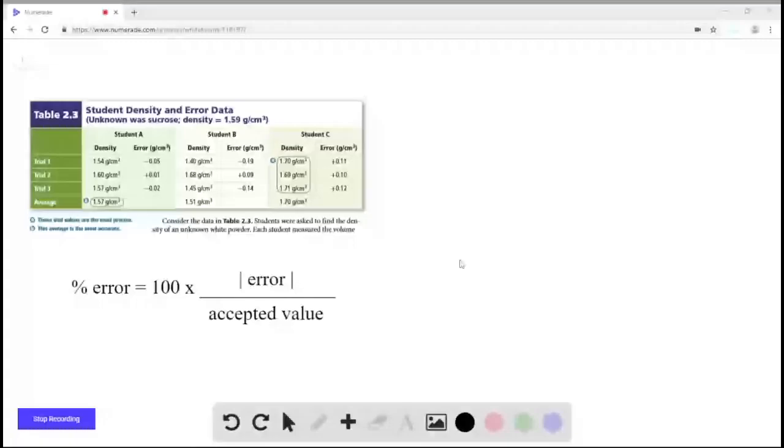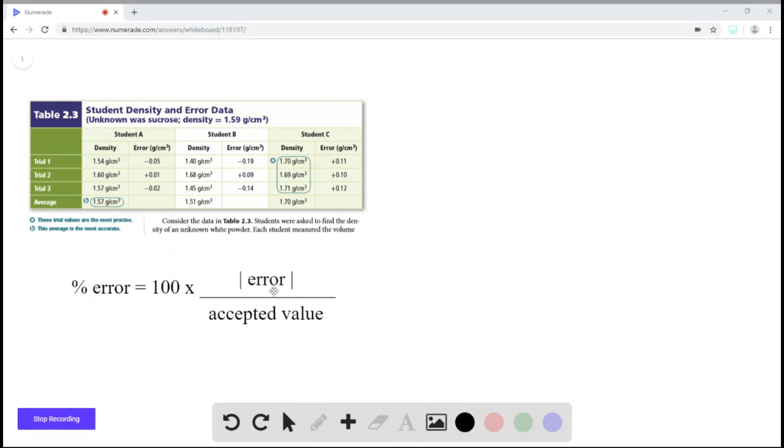So this question asks, based on percent error, which student's trial was the most accurate? Which student's trial was the least accurate? There's one thing this question is asking. Percent error, we know, is defined by this equation, which is 100 times the absolute value of the error over the accepted value.